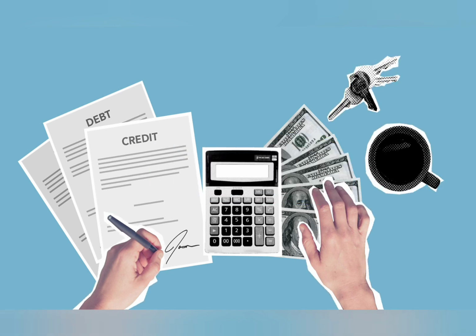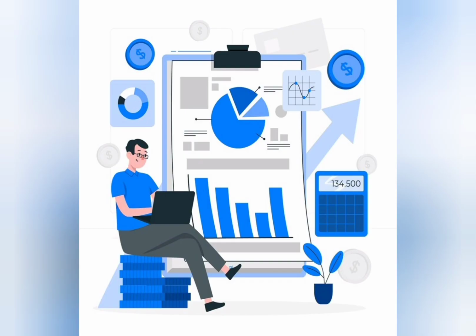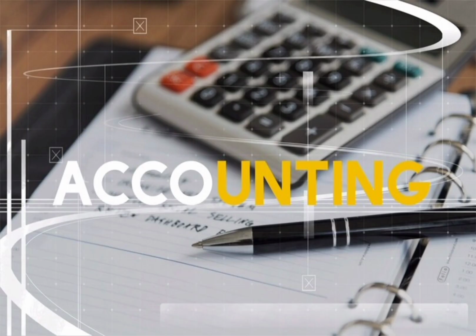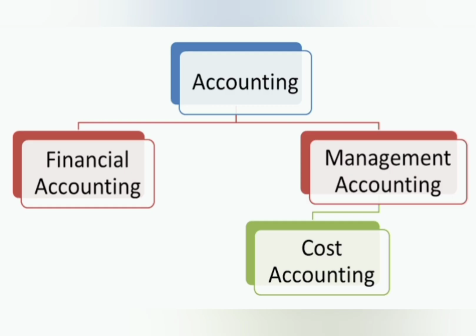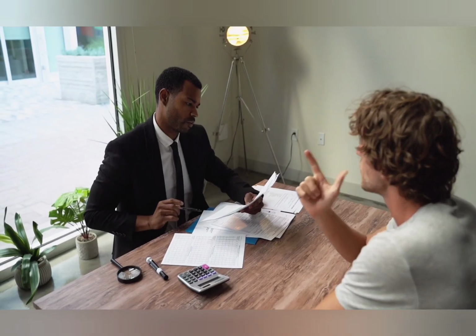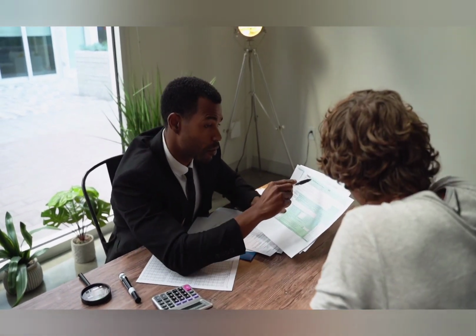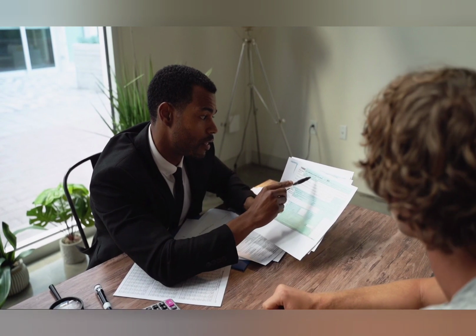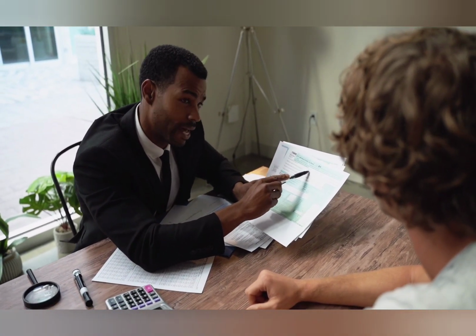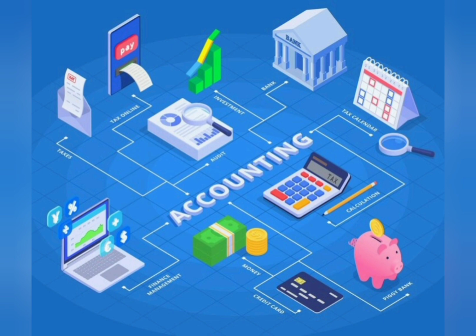Methods. Accounting methods vary depending on the needs and size of the organization. Common methods include accrual accounting, cash basis accounting, and hybrid methods that combine elements of both. Types. There are two main types of accounting: financial accounting and managerial accounting. Financial accounting focuses on providing information to external stakeholders, such as investors and creditors, through financial statements. Managerial accounting, on the other hand, provides information to internal management for decision-making and planning purposes.